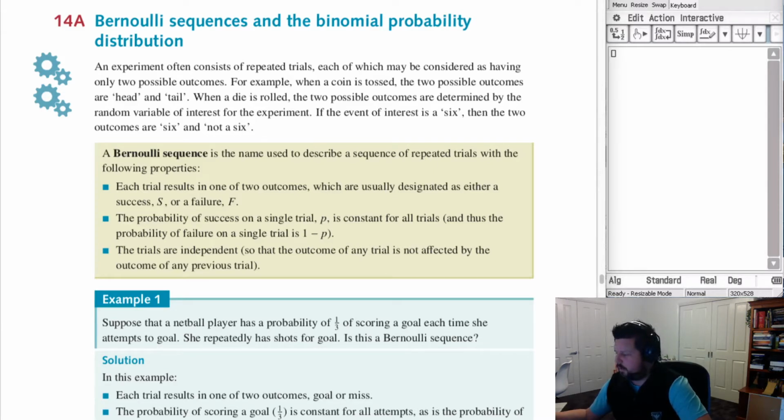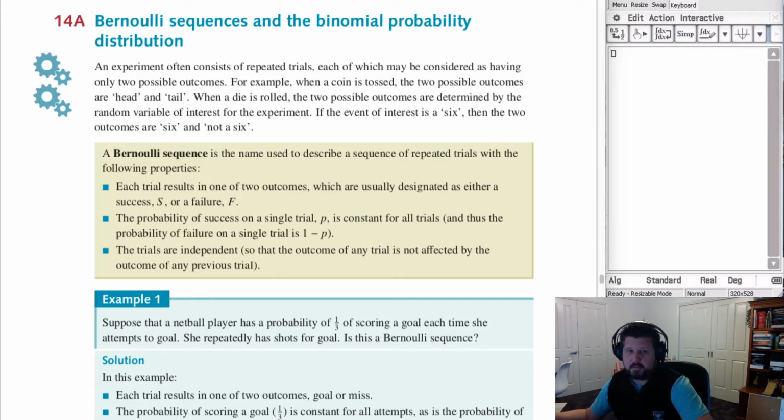When you roll a dice, for example, the two possible outcomes for a random variable of interest in that experiment is you could either roll a 6 or not roll a 6. So if we consider a Bernoulli sequence, it's going to have the following properties. Each trial is one of two outcomes, which are usually designated as either a success or a failure, S or F.